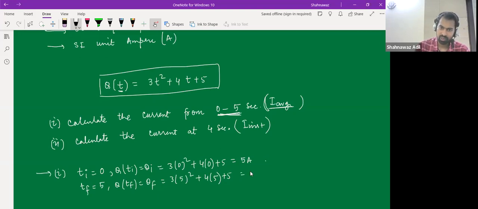So 25 plus 20 plus 5, that is 50. Oh, this is not 100 amps. It's only the charge, right? Okay, and then the average current would be how much? So this would be delta Q by delta T.